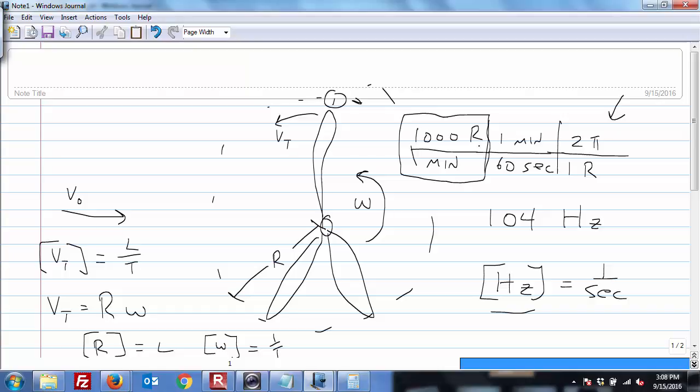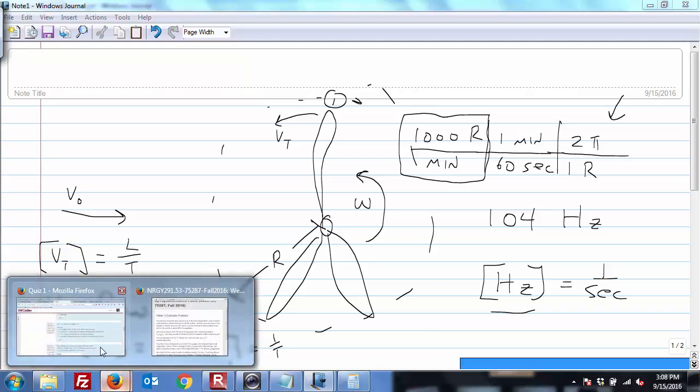So if somebody gives you something in RPMs and you want to find the tip speed, you're going to first have to convert that to radians per second so that the units work out. Okay, and that way you can get it into meters per second or feet per second, what have you. Okay, so that's how to think about tip speed.